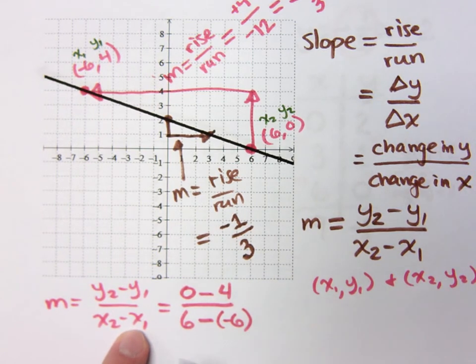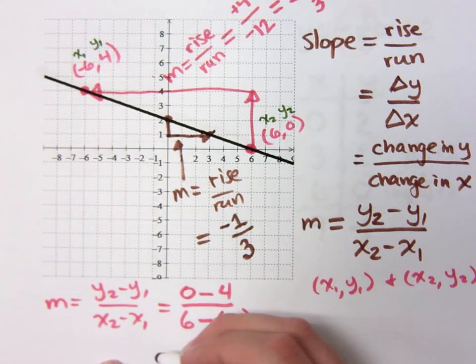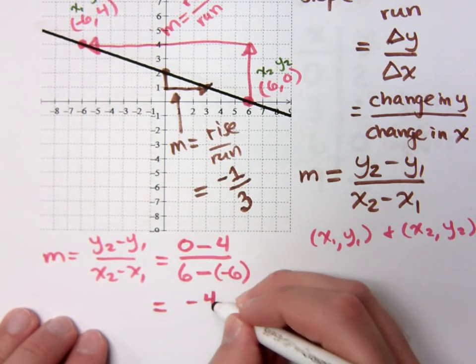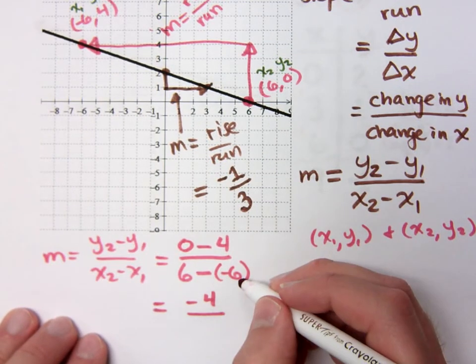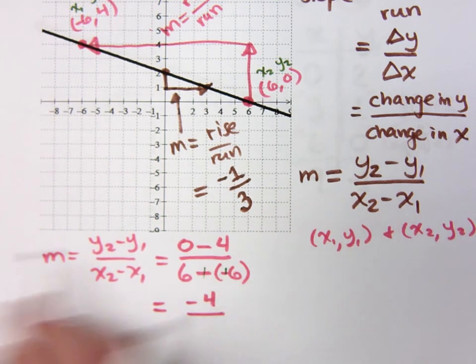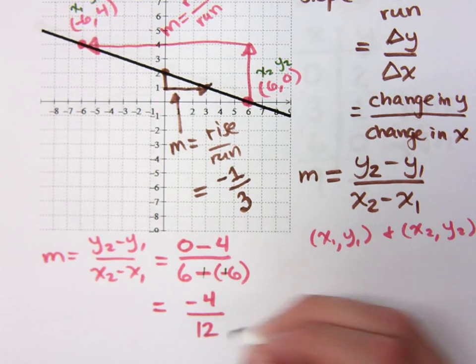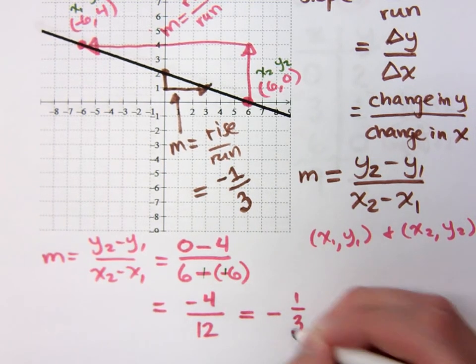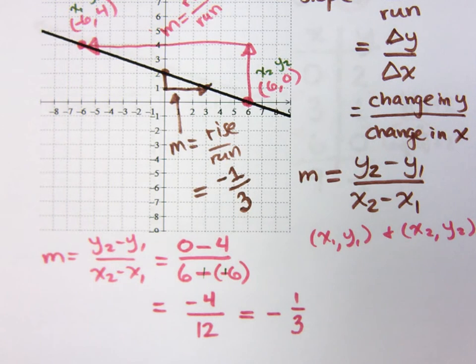So the minus is from the formula, but the x1 coordinate is actually -6. So this gives me what? -4 in the numerator. What's in the denominator? Negative times negative makes that positive, so 6 plus 6 is 12. And again, this will reduce to what? -1/3. It doesn't matter what 2 points you pick, it doesn't matter which direction you go, it's still going to reduce to a slope of -1/3.